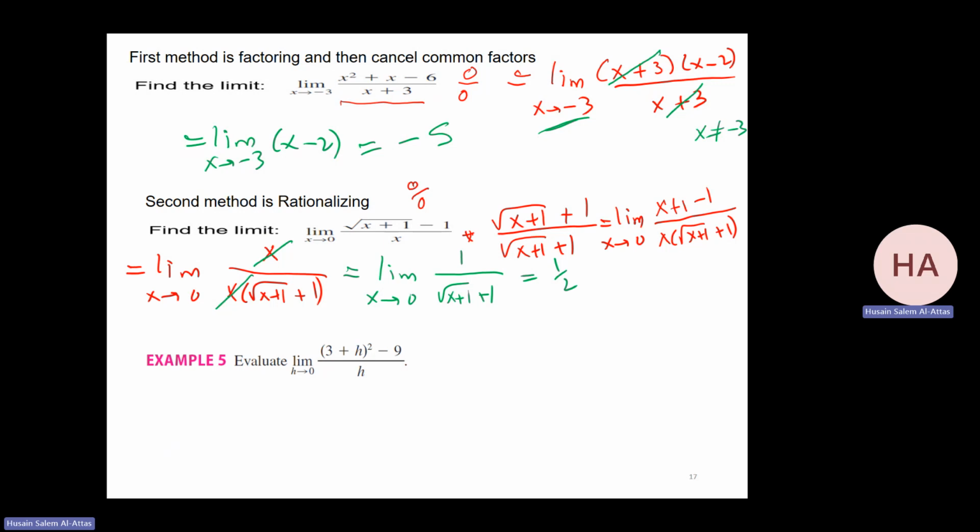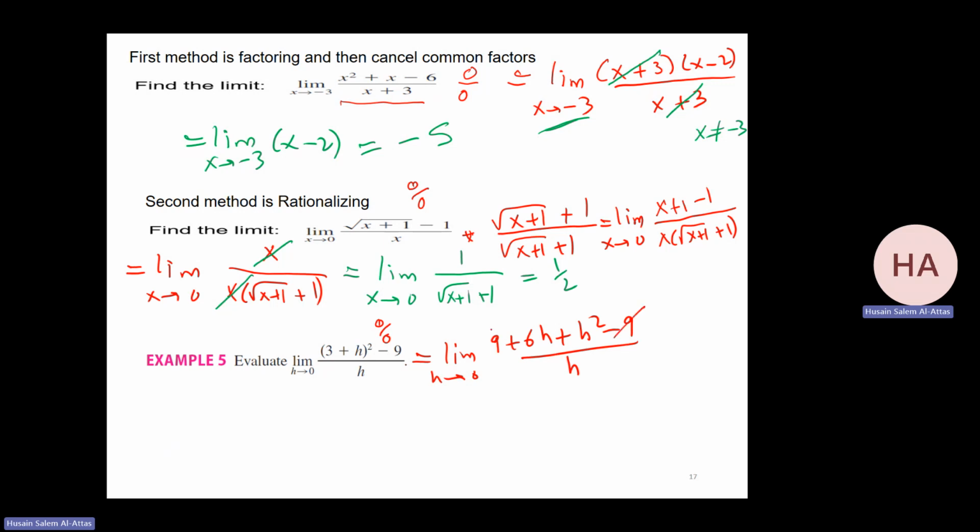Okay, yeah, this one. If we substitute, you have 3 plus 0, 3 squared, 9 minus, so I have 0 over 0. I cannot do it. So what I will do, I'll try to rewrite it. Let me open this. So I have 9 plus 6h plus h squared minus 9 over h.